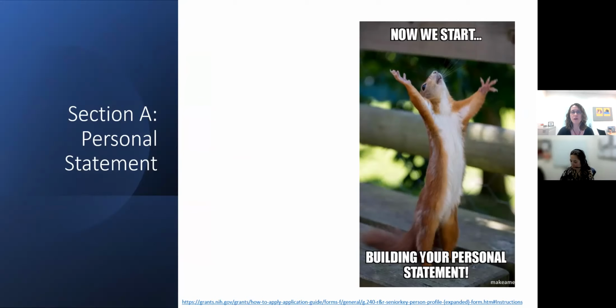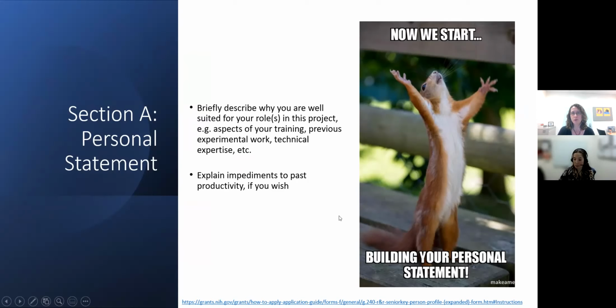All right, so now on to sort of the more in-depth stuff, the stuff that you are going to have to do some thinking about, starting with the personal statement. What do you include in a personal statement? You are going to want to briefly describe why you are well suited for your role in the current project, the project that you're applying for. This could include parts of your training, previous experimental work, any technical expertise that you have, and so on.